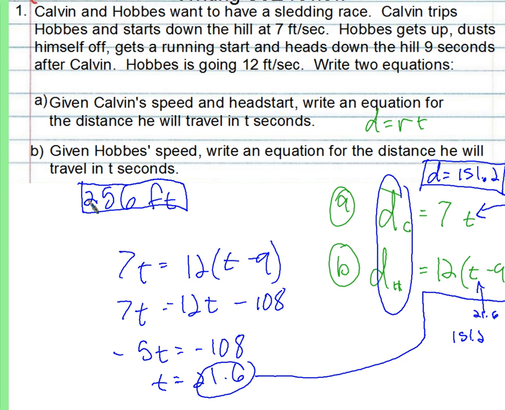And they're racing to? The bottom of the hill. Which is? 256. Which is beyond the 151.2, so since Hobbs passes Calvin before the end of the race, what if they race for 100 feet? Calvin wins because they won't meet until they're at 151.2.